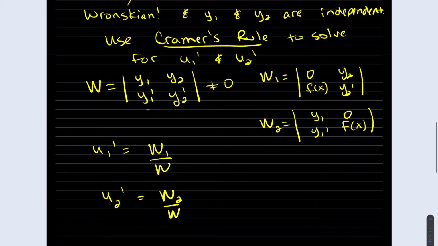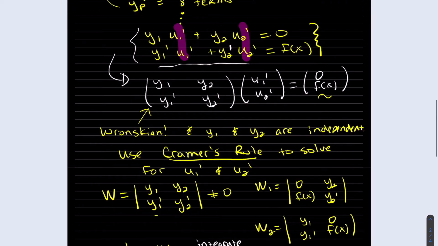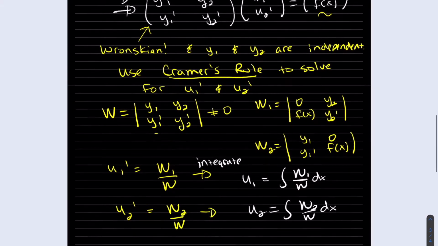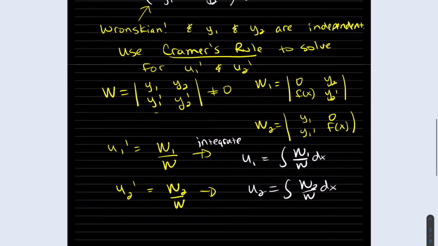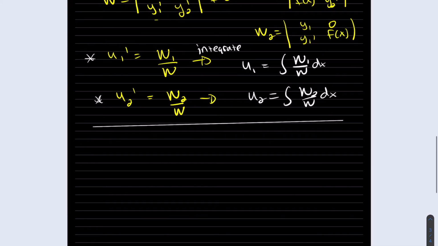Once we find those functions, we just integrate both sides to get u1 equal to the integral of W1 over W dx, and u2 the integral of W2 over W. Again, we're not looking to memorize this formula. We do want to memorize the two equations, the linear system that it creates. You want to remember that our unknowns are actually u1 prime and u2 prime, not u1 and u2. Then we use Cramer's rule to find u1 prime and u2 prime. I would like to recap the whole process before we do an example.